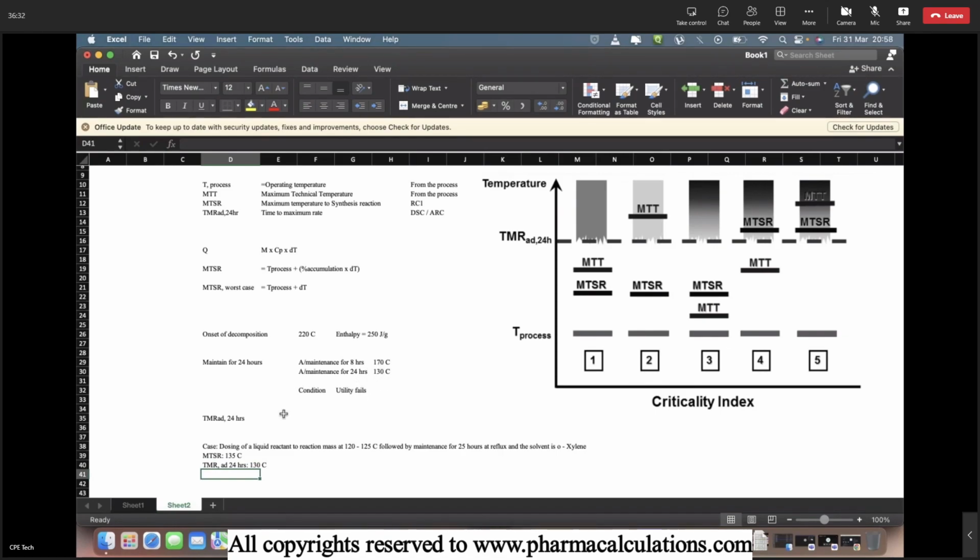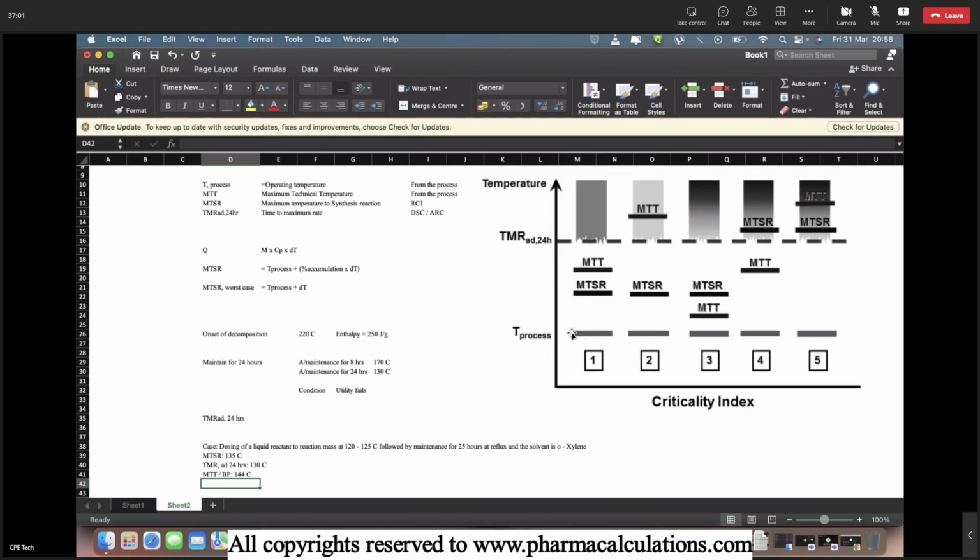And the next one is the MTT, or the boiling point. Here it is nothing but the boiling point of orthoxylene. So let's say it's 144 degrees centigrade, and we got all the values. Now we need to define the class for this, and the first thing is we need to identify the least value. So out of all this, the least value is going to be the operating temperature.